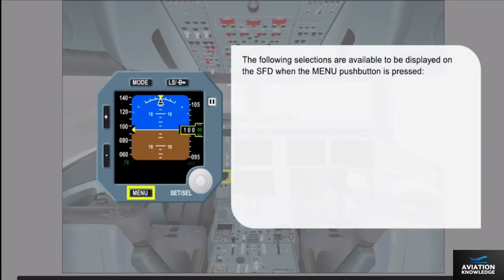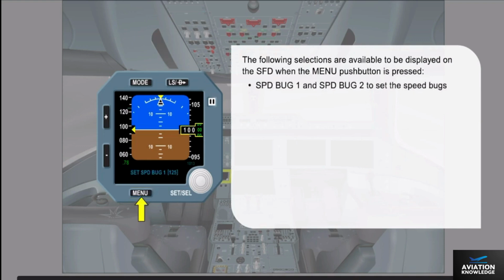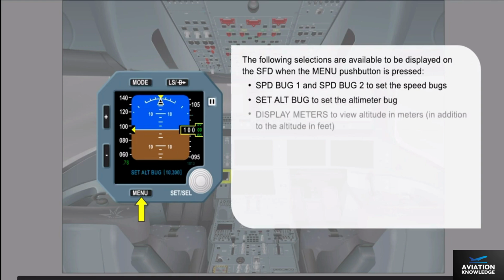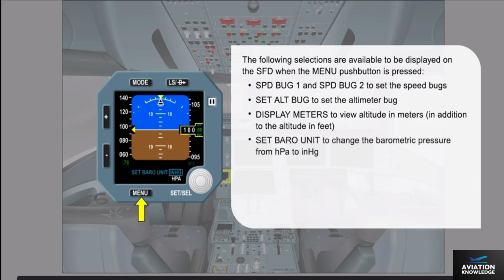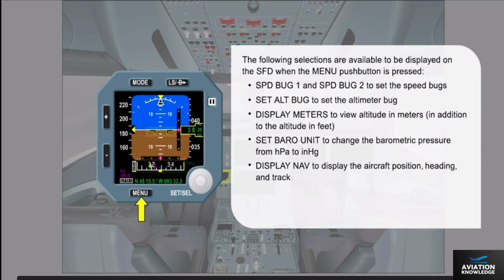The following selections are available to be displayed on the standby flight display when the menu push button is pressed. Speedbug 1 and Speedbug 2 to set the speedbugs. Set altimeter bug to set the altimeter bug. Display meters to view altitude in meters, in addition to the altitude in feet. Set barometric unit to change the barometric pressure from hectopascal to inches of mercury. Display navigation to display the aircraft position, heading, and track.